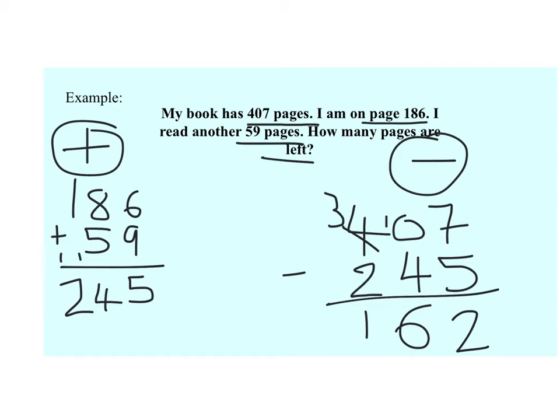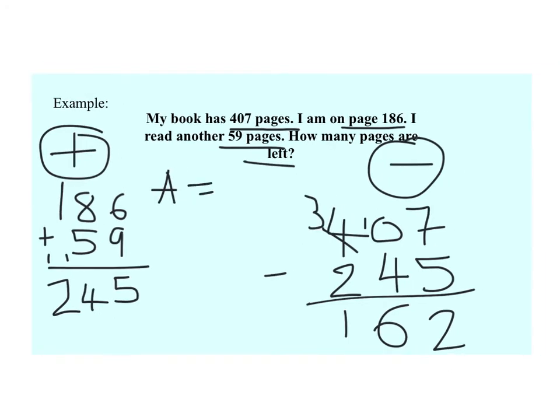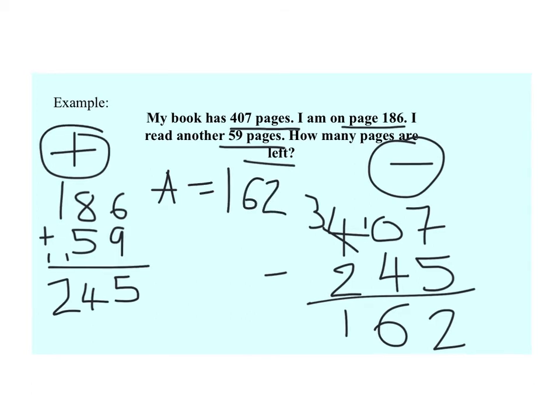Now the A is answer, so I need to really clearly write my answer. A equals 162. Now what is left to do is the C, which is check my answer. Now, in order to check my answer, I am going to be doing the inverse of the problem.